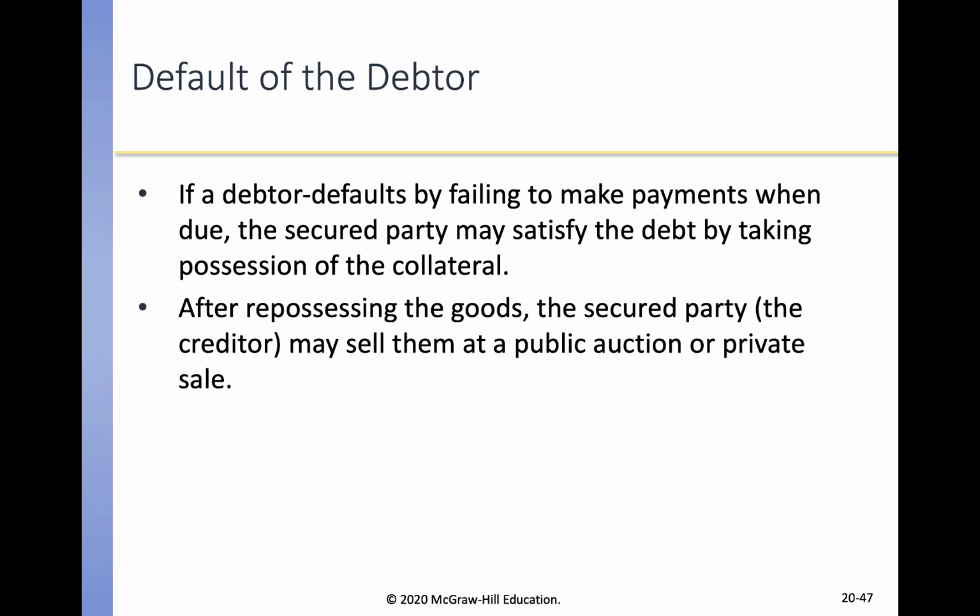If a debtor defaults by failing to make payments when due, the secured party may satisfy the debt by taking possession of the collateral. When it does that, the secured party is required to sell that collateral at a public auction or a private sale to recoup their investment. Anything that they receive over the amount of their loan, they must return to the debtor. That is rare, but sometimes it could happen.